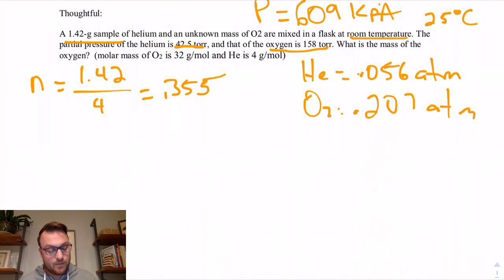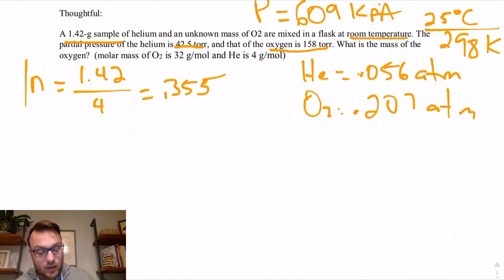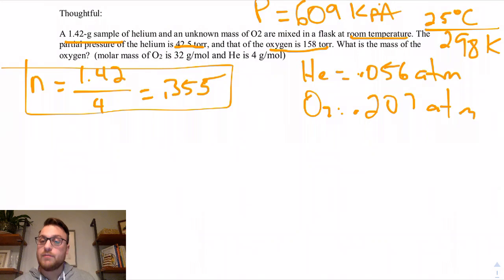So our temperature needs to be in Kelvin. We would add 273 to that. So that in Kelvin is 298. And if you're going to PV=nRT this, you'll notice that you don't know the volume. So you have to get the volume of the flask, and you can get that from PV=nRT with helium. And then once you get the volume, you can PV=nRT it again for oxygen, then get the moles for oxygen, and then you can convert that to grams.